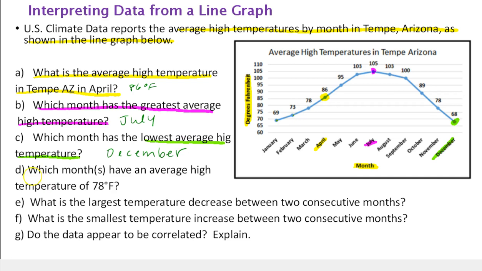Next, we're asked which month or months have an average high temperature of 78 degrees. So now we need to look at the temperature values. I'm going to go through all of them. Since it had an S in parentheses, there may be more than one. Here's 78 degrees, and there's another one here that's 78 degrees. So now we need to find the corresponding months, and this is November, and this is March. So our answers will be March and November.